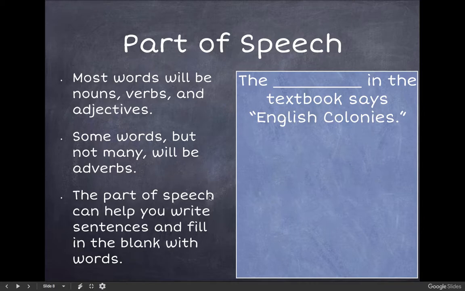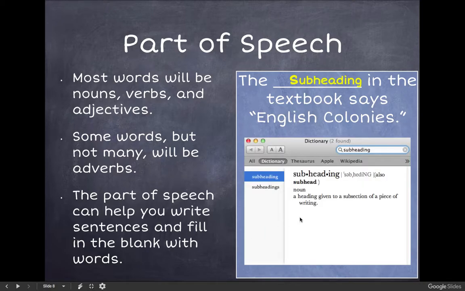Okay, the blank in the textbook says English colonies. Now I have the word the here. Remember, the and a come before nouns. So whenever you have a the or an, it's usually followed by a noun. So if I'm looking at my word bank, I'm going to find nouns if I'm stuck. In this case, the subheading. And if I look at the definition of subheading, it is a noun. So this is a trick if you are stuck when you're filling in the blank on tests.